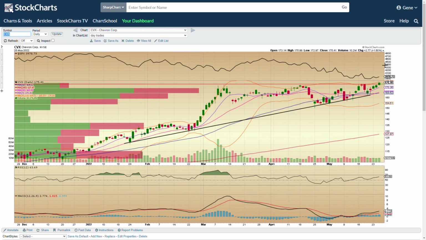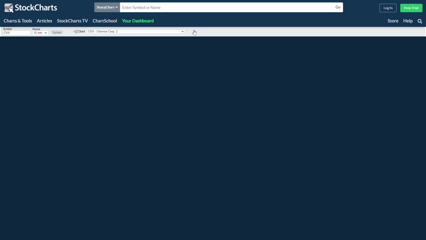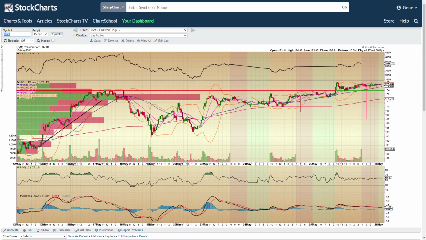CVX, new multi-year high yesterday. It's a beast. The CVX 15-minute chart. You can see, probably draw a trend line right through here. It's been trending very nicely.